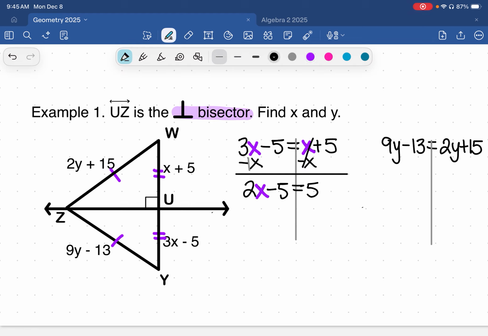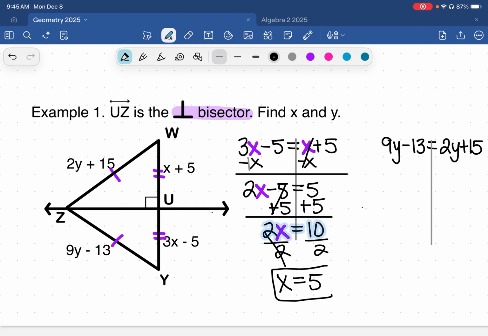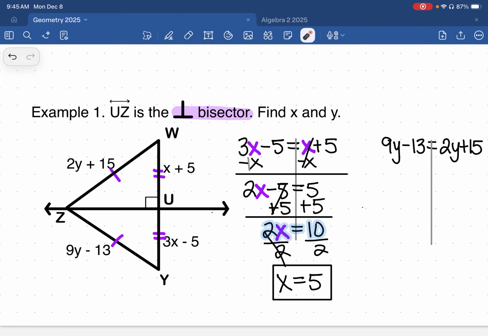Now I'm focusing over here on the 2 and the minus 5. I have to get rid of the minus 5 by adding 5 to both sides. Remember, I always do the same thing to both sides. And then the color here with the variable x is reminding me to divide by 2, and I get an answer of x equals 5. To double check that I am correct, I can plug it back in: 3 times 5 minus 5 and 5 plus 5. Both of these should equal 10, and they do.